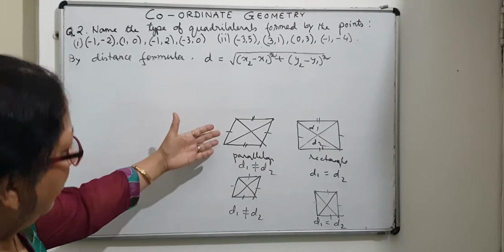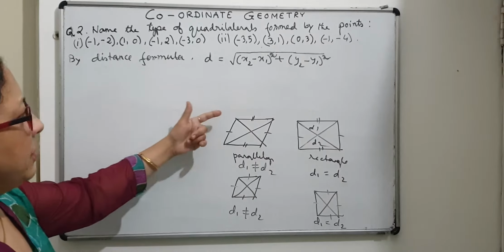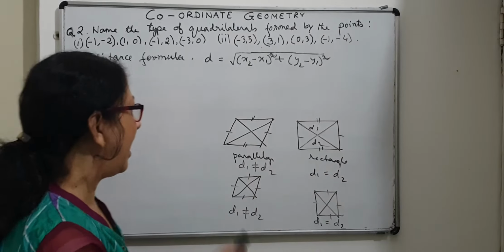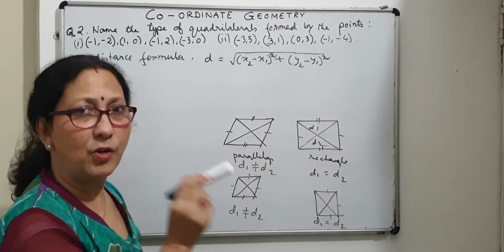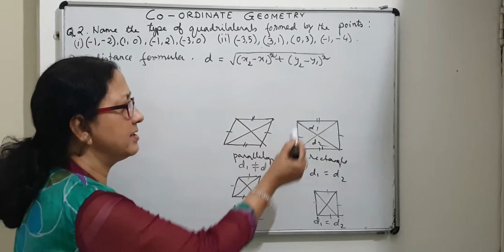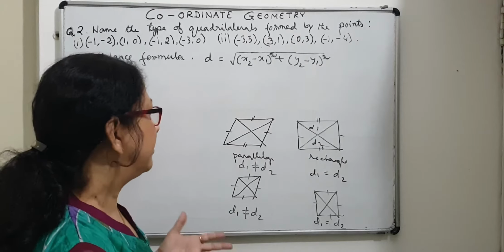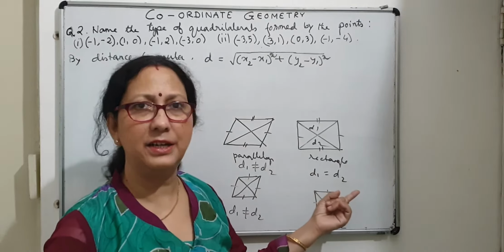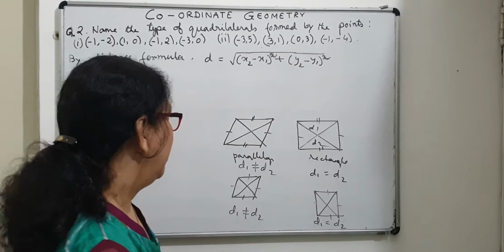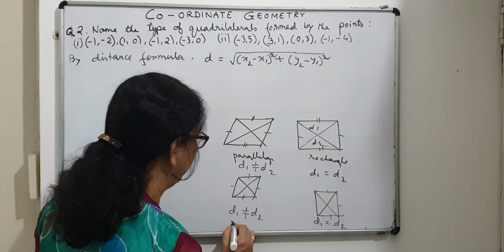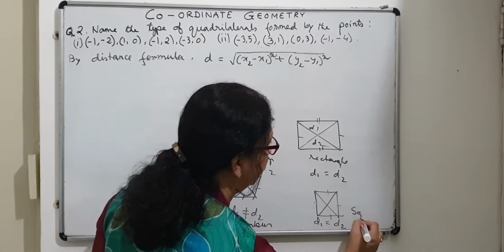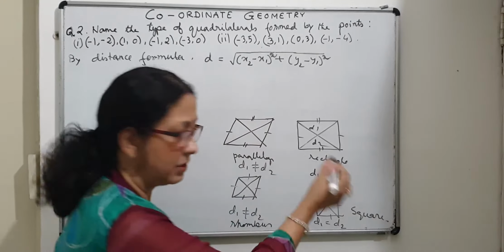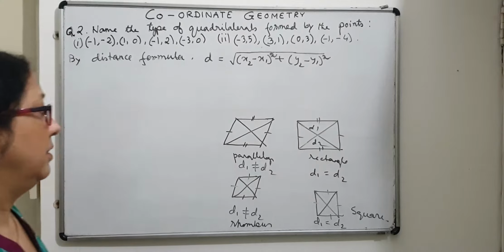So for determining what kind of quadrilateral it is, I have to check the length of all the sides of the quadrilateral and also the length of the diagonals. Then only I will be able to say whether it is a parallelogram or rectangle, or whether it is a rhombus or square. It is a rhombus and it is a square. Okay, so in this way we will be able to determine.